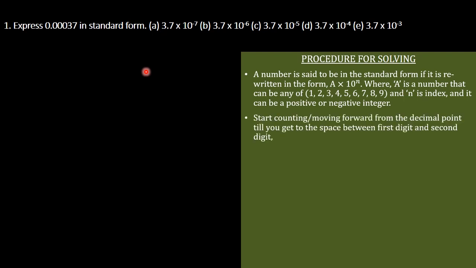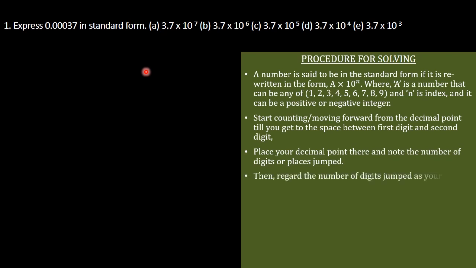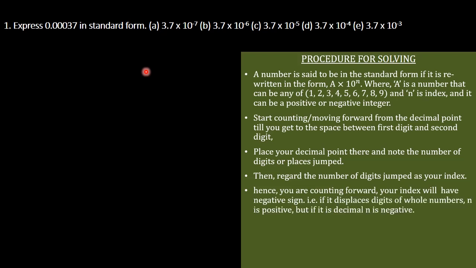Start counting or moving forward from the decimal point till you get to the space between the first digit and second digit. Place your decimal point there and note the number of digits. Then regard the number of digits jumped as your index. Hence, if you are counting forward, your index will have a negative sign. That is, if it displaces digits of whole numbers, n is positive, but if it is decimal, n is negative.